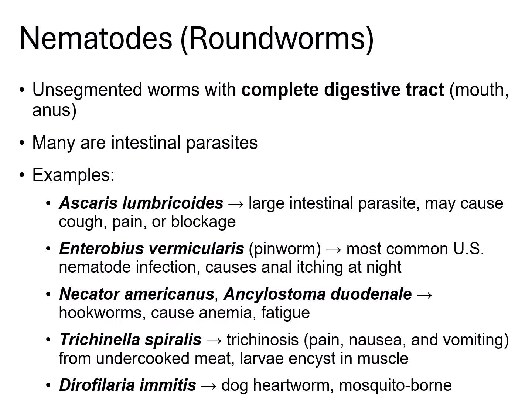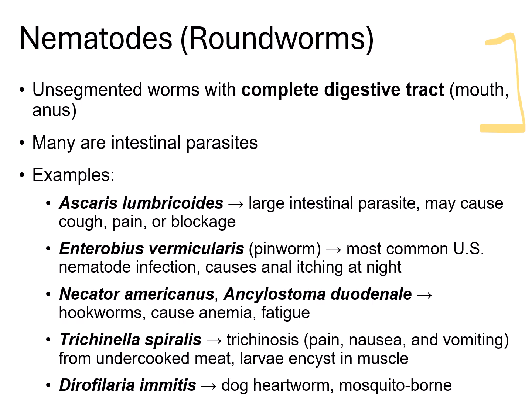Our first category are the nematodes, or roundworms. These are unsegmented worms with a complete digestive tract. What this means in worms and in other animals like us is a one-way system for food to travel through the body, with a distinct opening at the anterior end, the mouth, for intake, and the posterior end, the anus, for waste removal. Many of these worms are intestinal parasites.